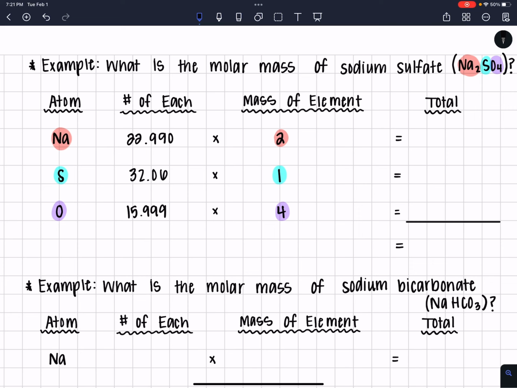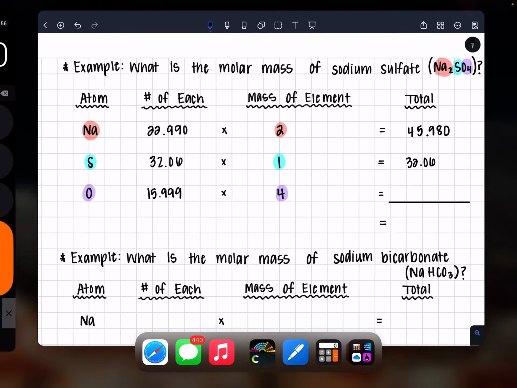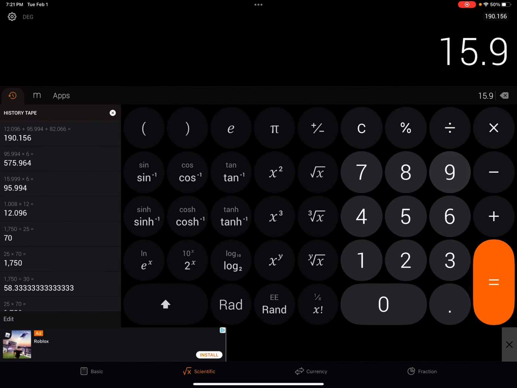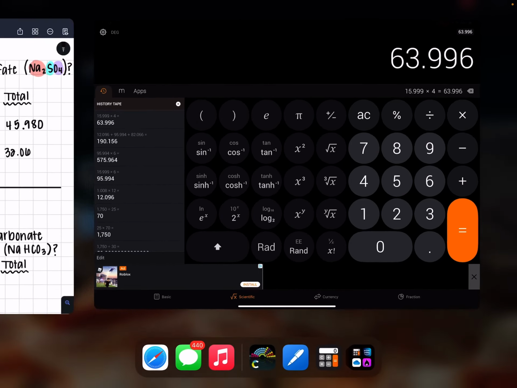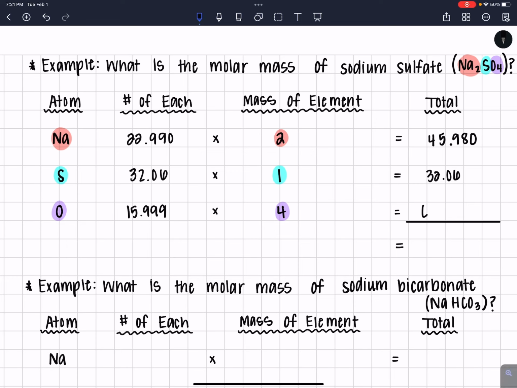Okay, so now that I've got this all set up, I just need to multiply these across. So sulfur, in my head, 32.06 times 1 is just 32.06. I think I can do the first one in my head. 22.990 times 2 is 45.980. Yeah, that makes sense. Last one, though, I cannot do in my head. So 15.999 times 4 gets me 63.996. I think I could probably do that in my head next time.